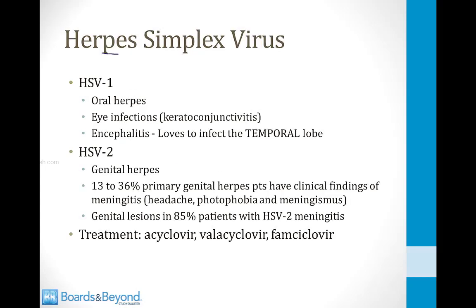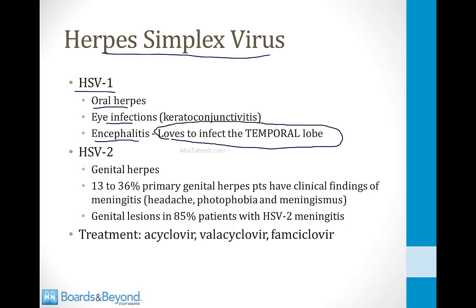So let's talk about herpes simplex virus. There are two important types. The first one is called HSV1, and this is what causes oral herpes, and it can also cause eye infections like keratoconjunctivitis. And it also can cause encephalitis, which we'll talk about in a few slides. And always remember that herpes simplex virus loves to infect the temporal lobe. That's high yield to remember.